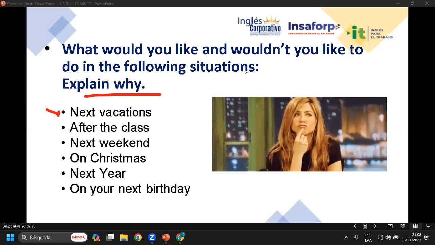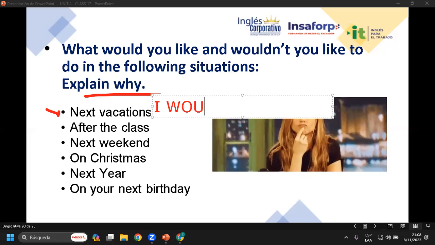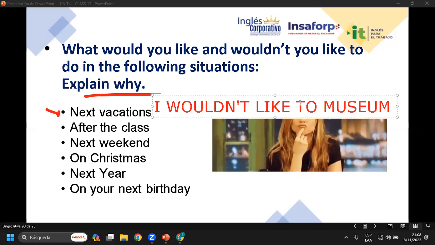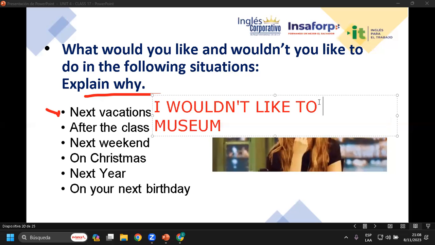Museum. Ok, voy a escribir esa oración. I wouldn't like to museum. Ok, pero aquí me hace falta un verbo. Recuerden que después de to necesito un verbo. ¿Cuál verbo puedo agregar ahí? Go. I wouldn't like to go to the museum. O podemos decir, I wouldn't like to visit a museum.